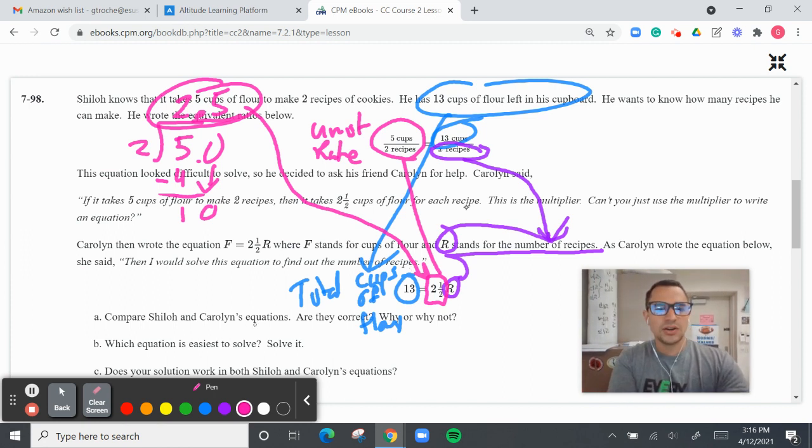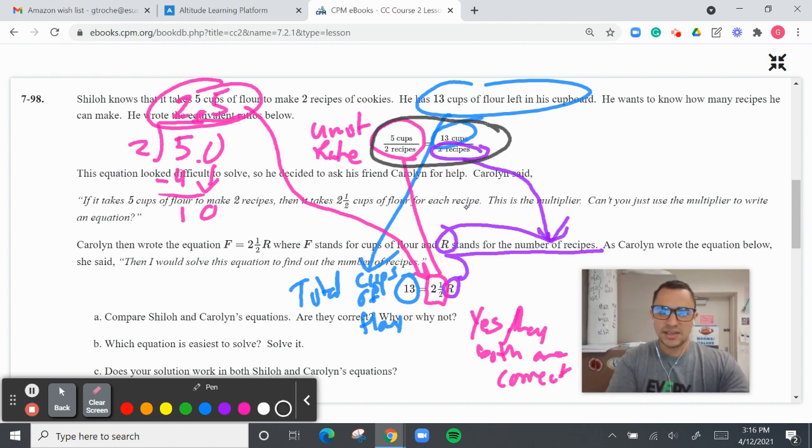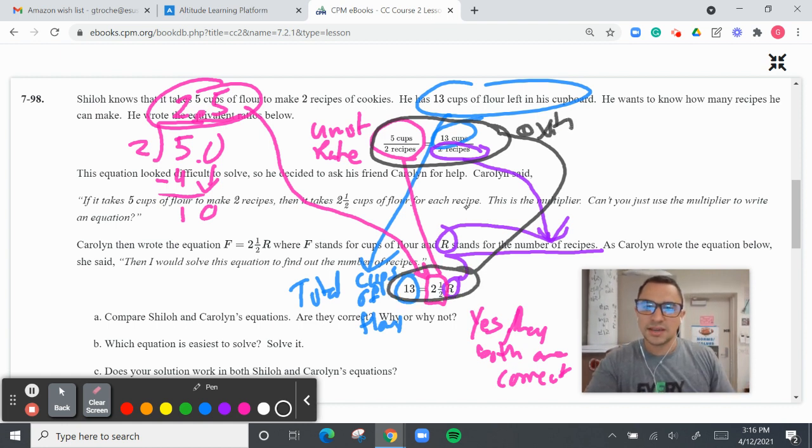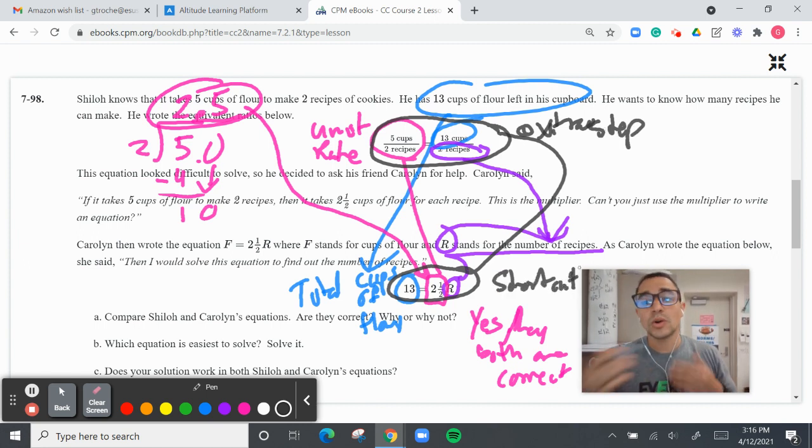Compare Shiloh's and Carolyn's equations. Are they correct? Yes. They both are correct. Because this right here is the same thing as this, but this one is an extra step. This one is a shortcut. So if you want to know the shortcut, you have to do more practice on it. But yes, you can write it out as an extra step, and then you can cross multiply all that stuff.